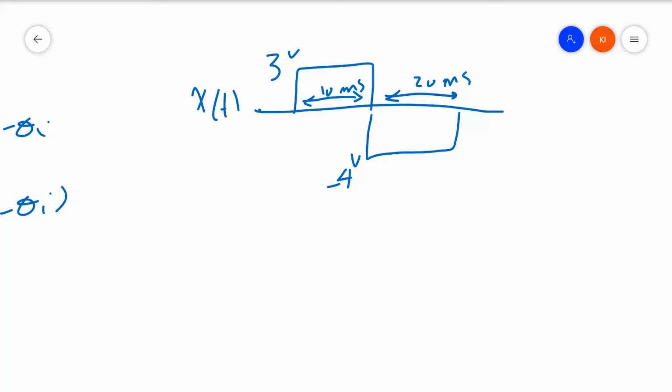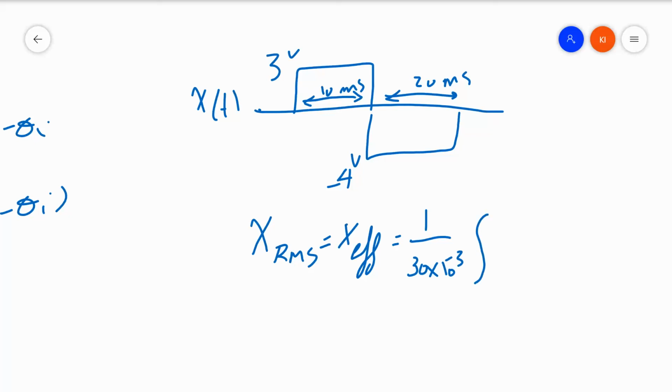In this case, you literally got to sit down and say, okay, if you want x RMS value, or in our language, x effective, what I have to do, I have to figure out 1 over the period. What is the period? In this case, the period is 30 times 10 to the minus 3. So, okay, I got the period. Then I have to integrate this over a whole period. So this has got 2 different values. I've got to integrate it from, let's say we call this 0, from 0 to 10 times 10 to the minus 3. And that's 3 volts during that time.